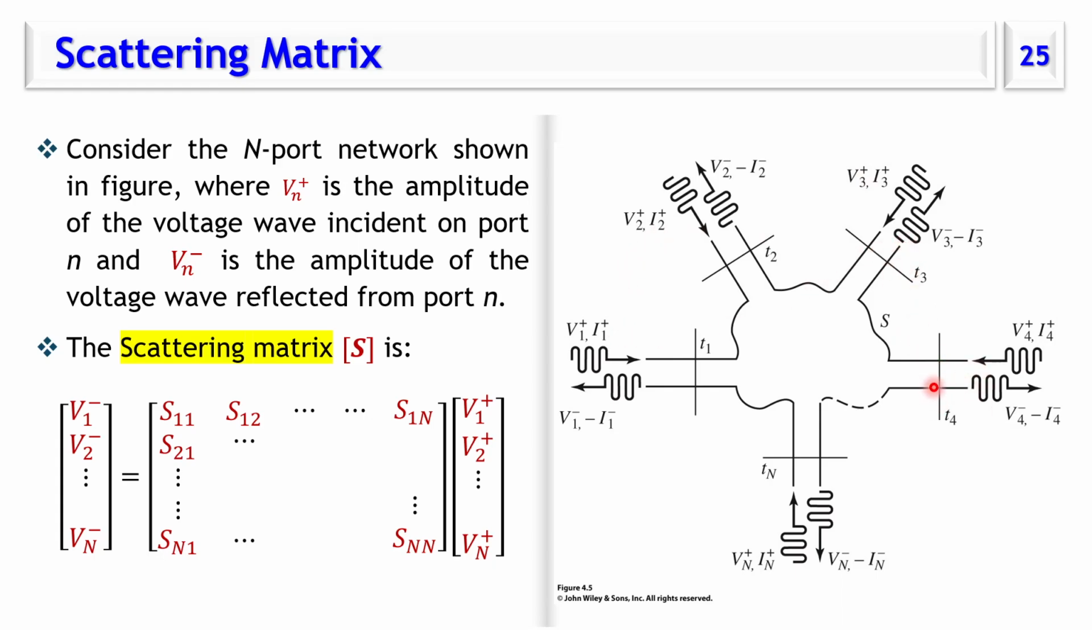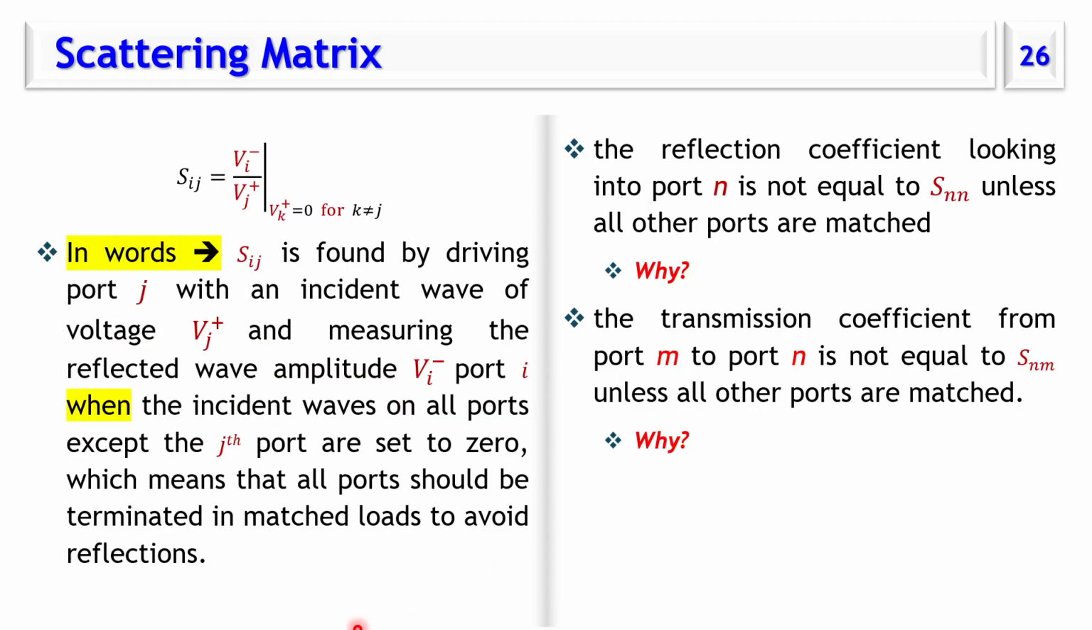So if we have, for example, V4 non-zero and all the other V plus are zeros, it means that all of them are matched. So the signal goes from port 4. Anything that goes in this direction will be absorbed by the matched load. Nothing is reflected, nothing is reflected, nothing is reflected. So matched means V plus at this port equals 0.